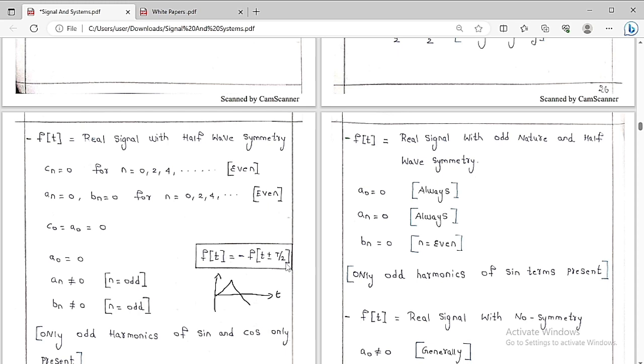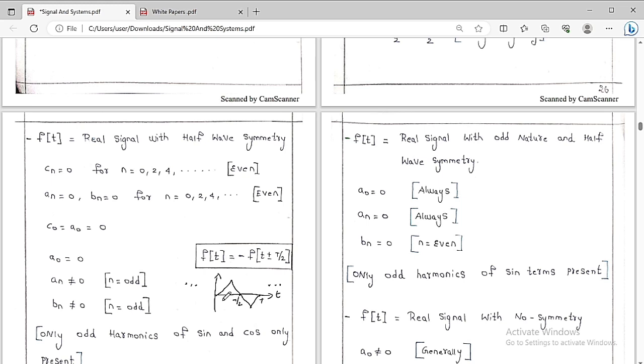A periodic signal like this. This is the T by 2 and this is the T. It's a periodic signal in this fashion for all time. Now if I give the delay by T by 2, this will come here, and this will come here. Now take the negative of the signal, and you are going to get the original signal. Therefore this is called a half wave symmetry signal.